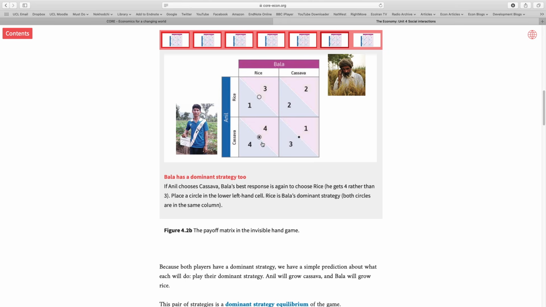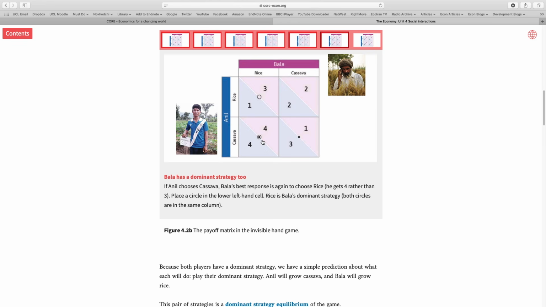This cell represents that equilibrium, where the best response strategies of both players collide. Remember, the full dot represents the best response of Anil, and the circle represents the best response of Bala. And in this cell, both best responses meet each other.